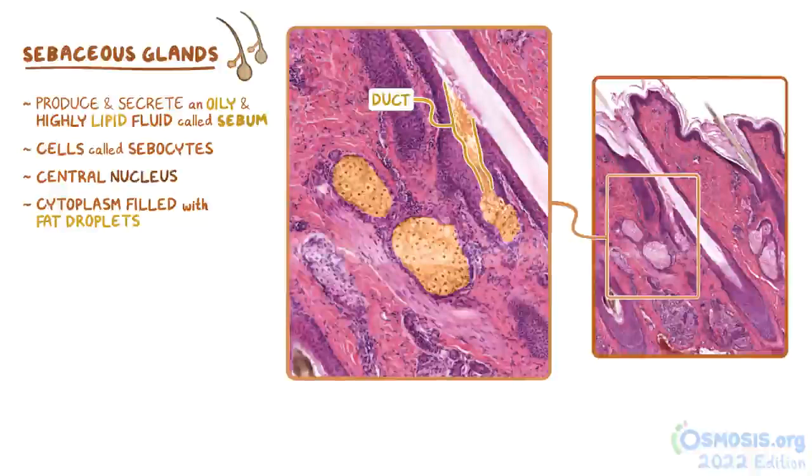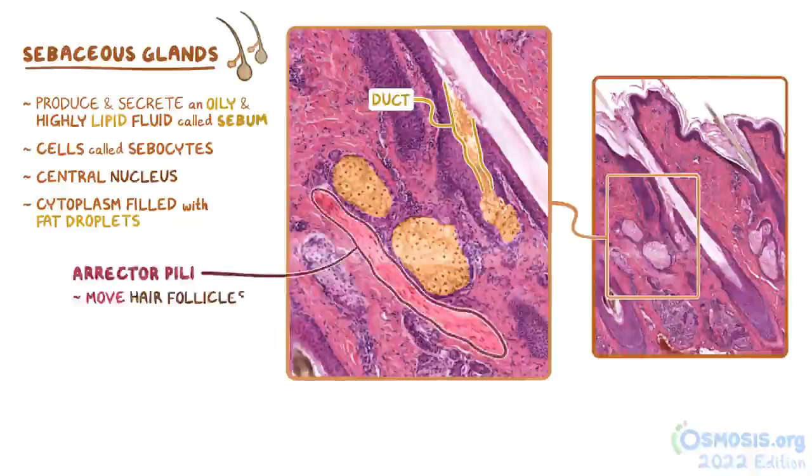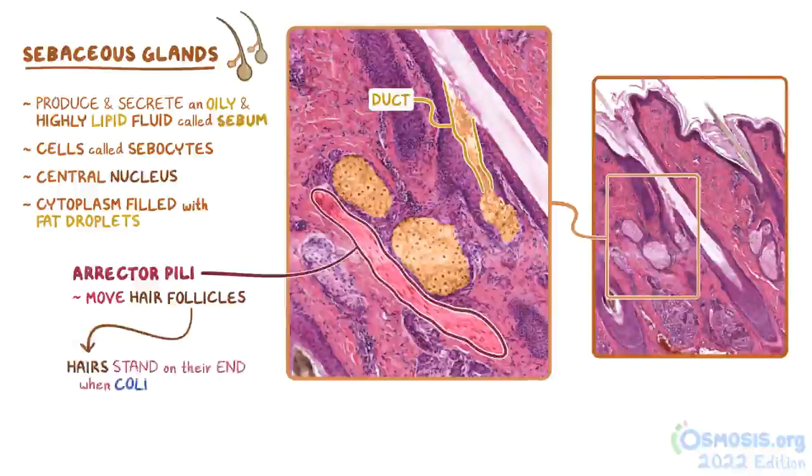Just below the base of the sebaceous gland, we can see part of a small muscle. These muscles are able to move the hair follicles they're attached to, causing the hairs to stand on end when a person is cold or scared.